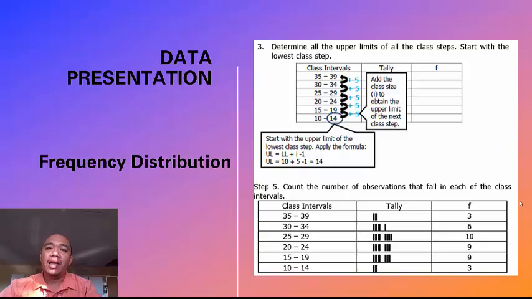And then last, enumerate or count the number of observations that fall in each of the class intervals. And then that's the tally. And then the last column is the frequency. So frequency, we construct by counting the tally.